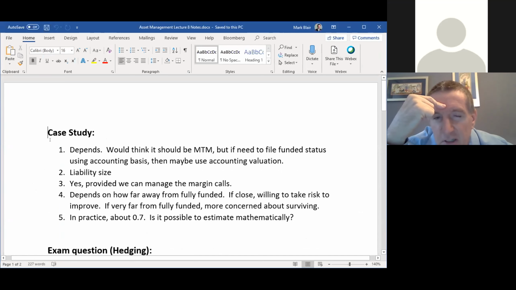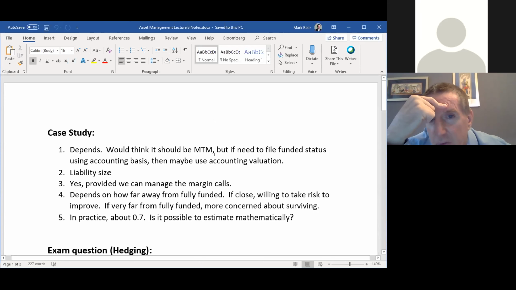So the example is that you're commenting on the LDI program of a pension. And on a mark-to-market basis, the liabilities, or sorry, the assets are only 80% of the liabilities. So in other words, you're underfunded. But on an accounting basis, you're fully funded. So then the question is, should you be hedging your liabilities based on the accounting valuation or on the mark-to-market valuation? Your initial reaction should be to say that it should be done on a mark-to-market basis, because that more reflects the economic reality.